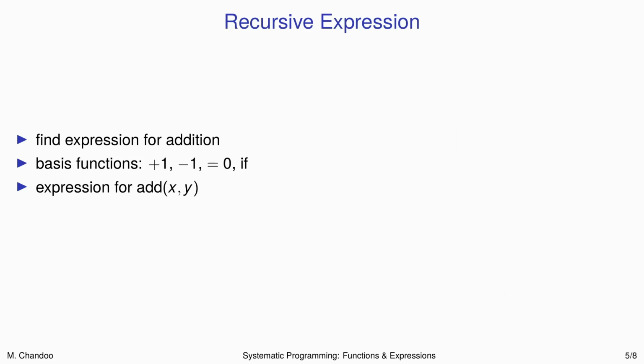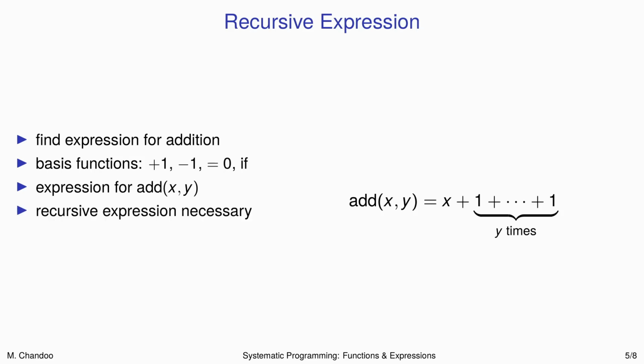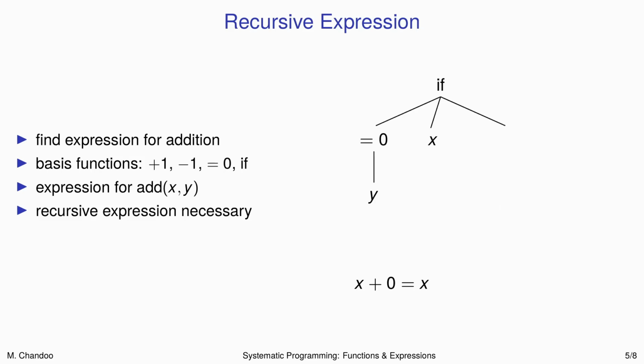The idea for the expression for add is to add 1 y times to x. Due to the limitation of our basis functions, this requires the use of a recursive expression. If y equals 0, then we know x does not change. This can be expressed as shown above. And if y is not 0, then we use the second equation. This can be added to the expression at the third child of the root.